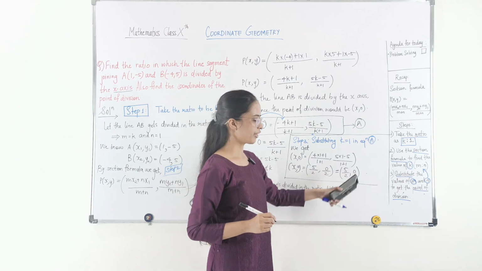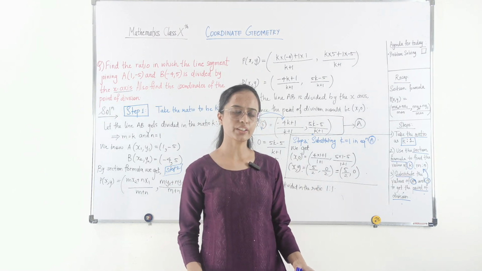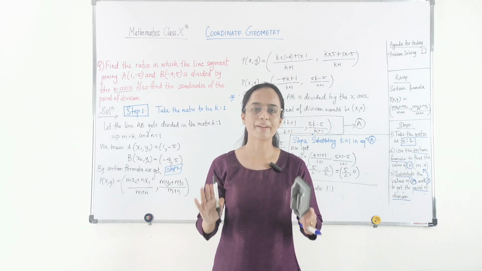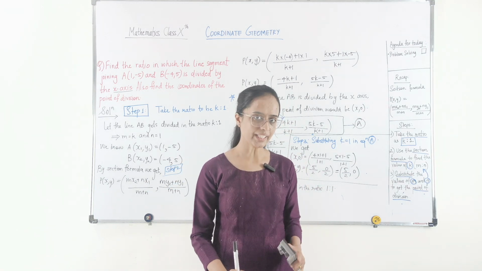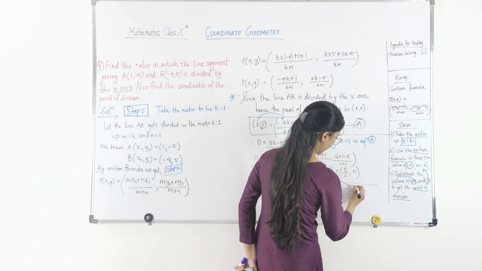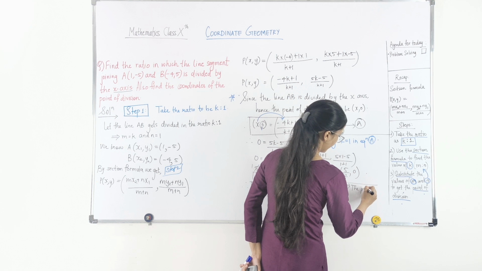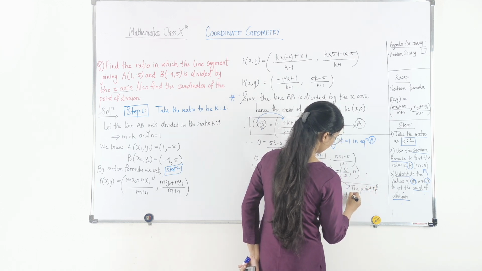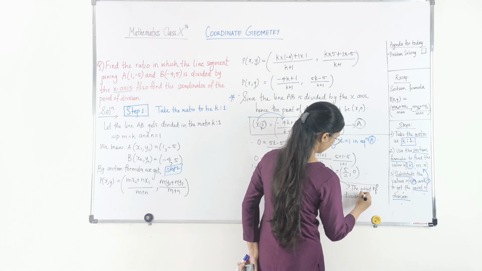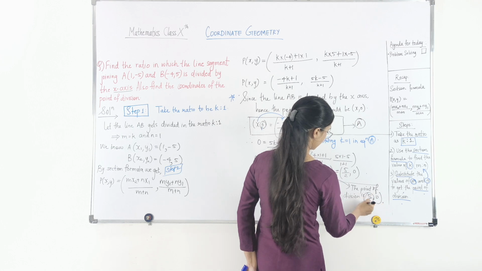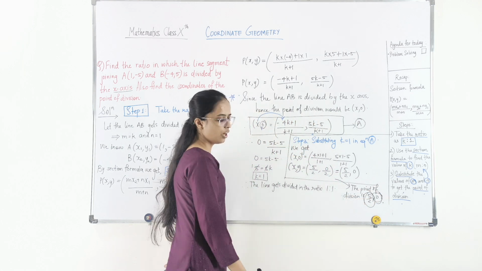Of course, the y coordinate would be 0. Now, why is the y coordinate 0? The y coordinate is 0 because the line gets divided by which axis? It gets divided by the x axis. Therefore, you can conclude it in this manner. The point of division is 5 by 2 comma 0, where this is your x coordinate and this is your y coordinate.